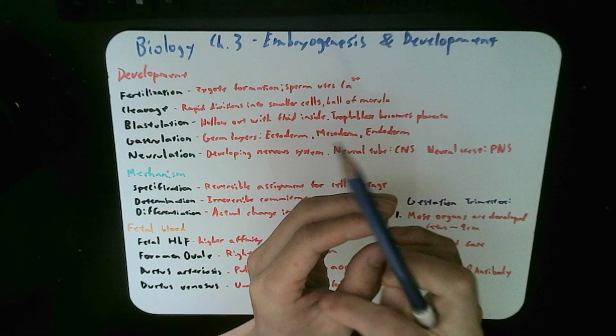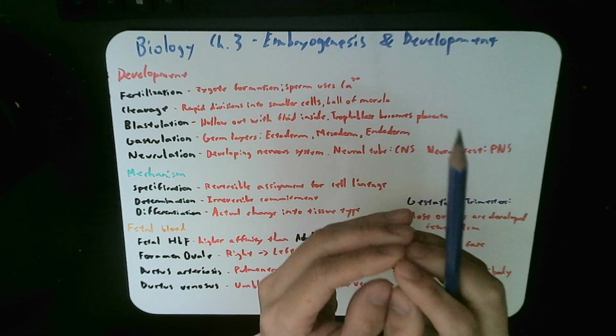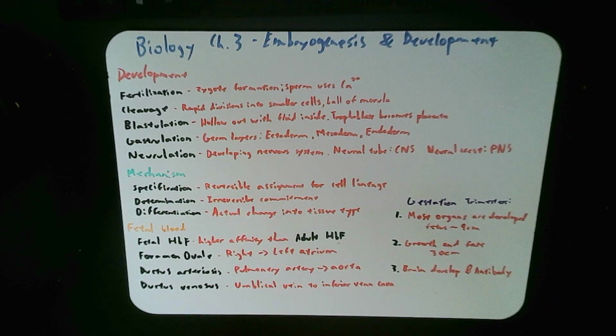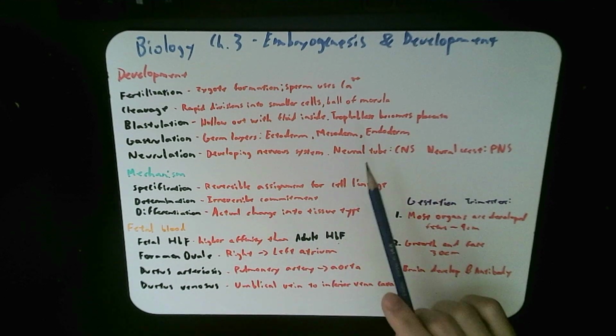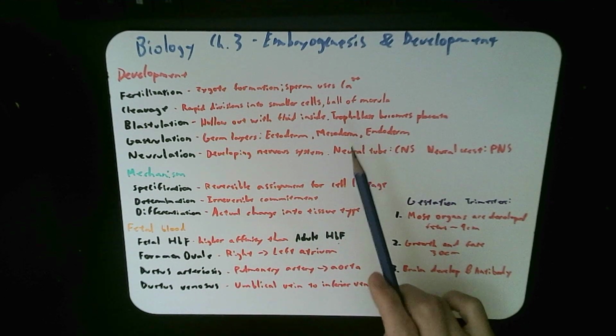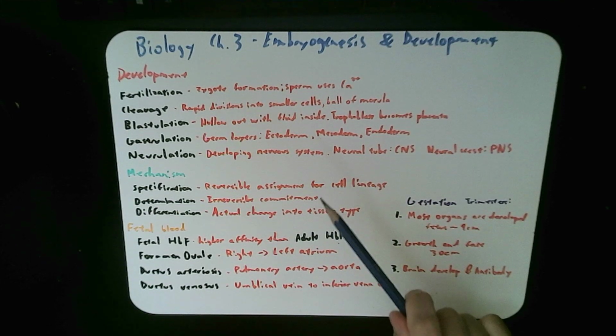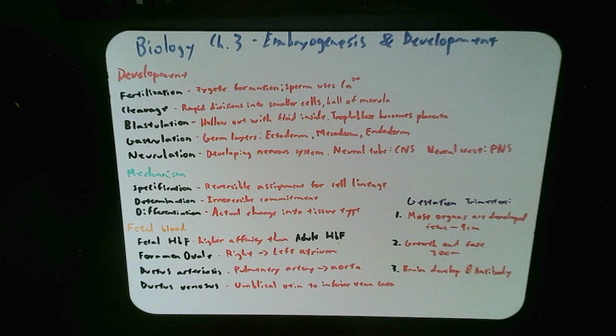The outer part will be called the ectoderm, which will form the outside, like the skin, the hair, and your central nervous system and nervous system structures. Mesoderm will be your muscles, circulatory system, and most of your excretory system. Endoderm will be your digestive system and tracts, and your lungs.